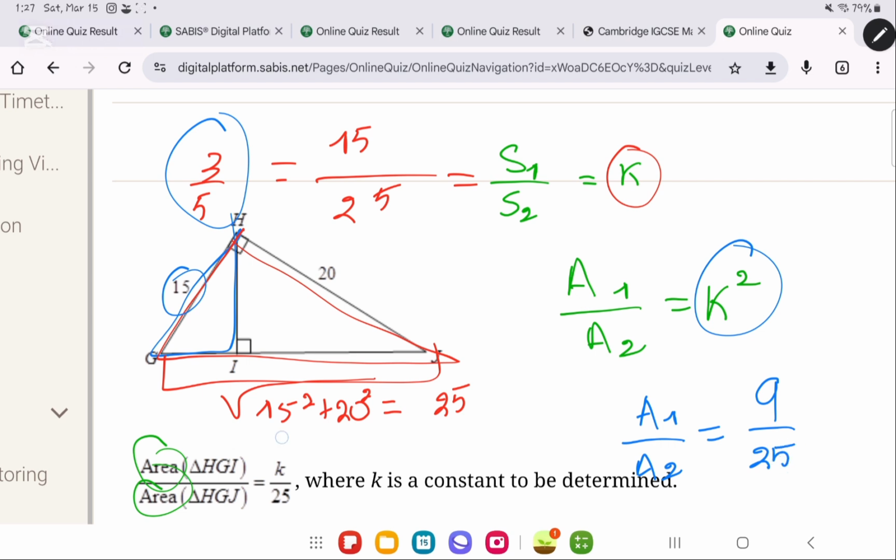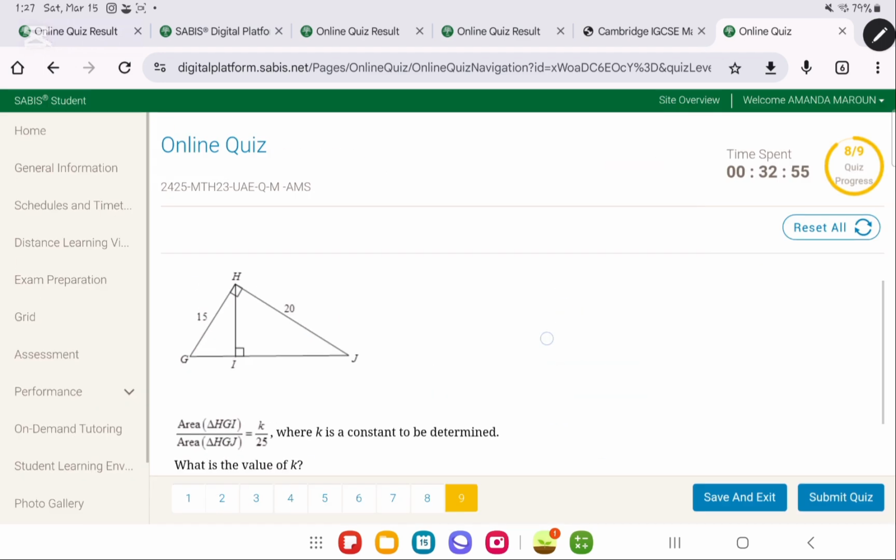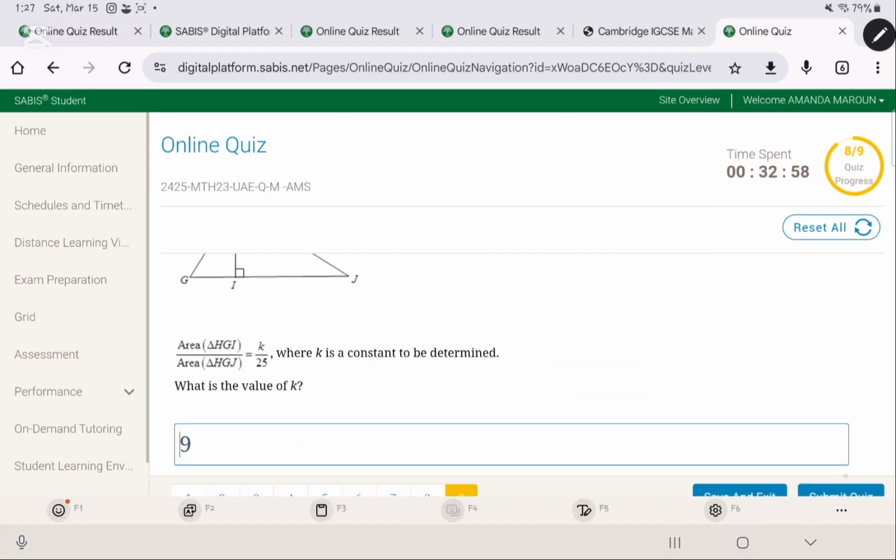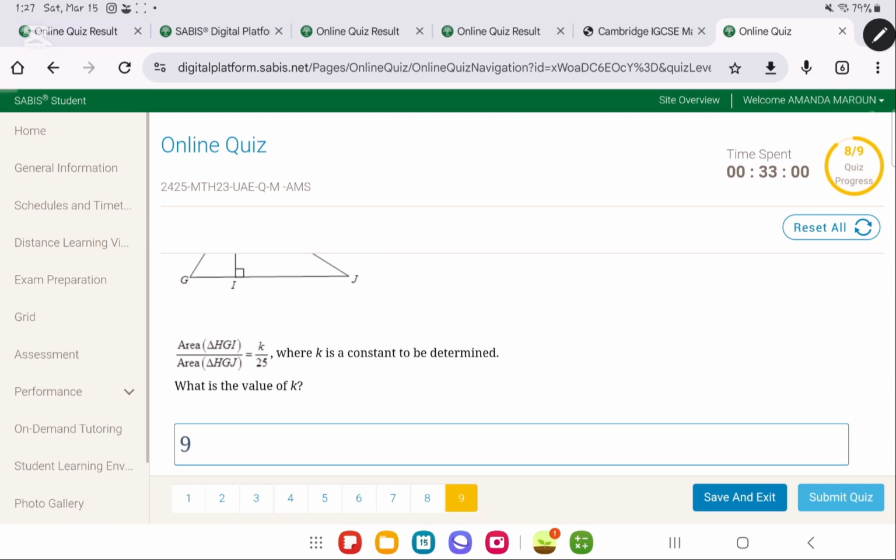Now, as you can see, they said k over 25. Very simply, that means the value of k is 9. So we're going to put 9. Let's submit, and hopefully we don't have any mistakes. And thank God there are no mistakes.